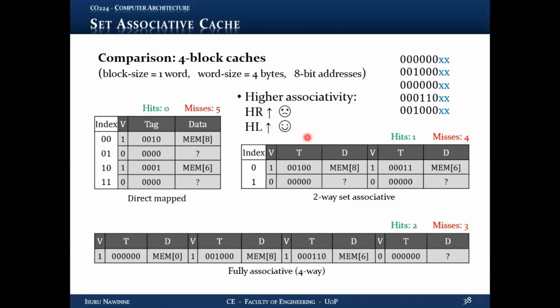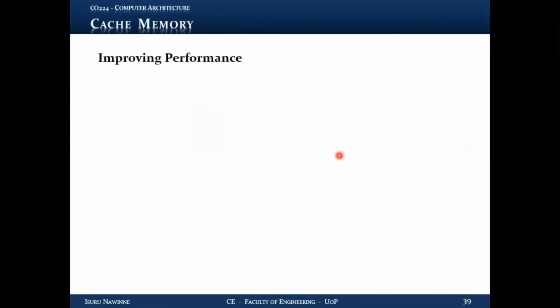I will correct that before uploading the slides. Okay, so higher associativity will improve your hit rate, but at the cost of your hit latency, right? And what is not mentioned here is the power and chip hardware cost, which also increases with higher associativity.